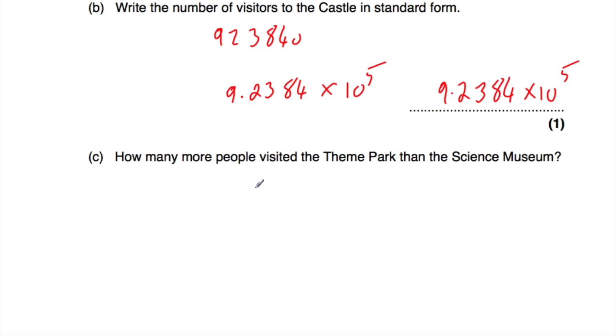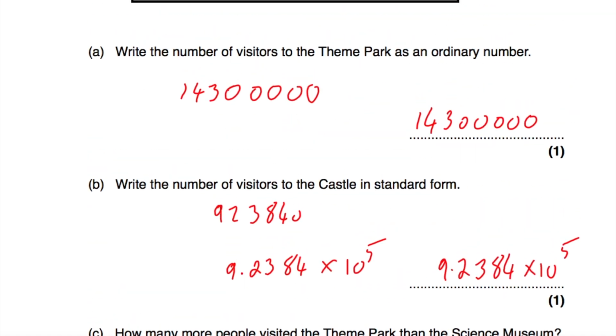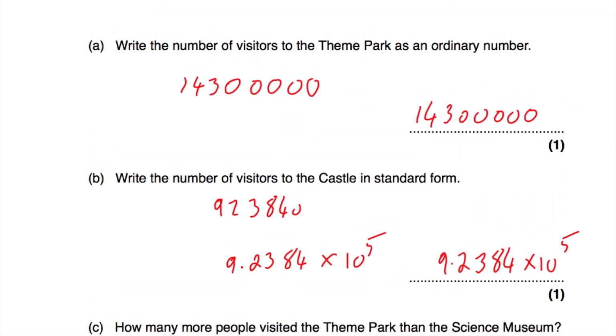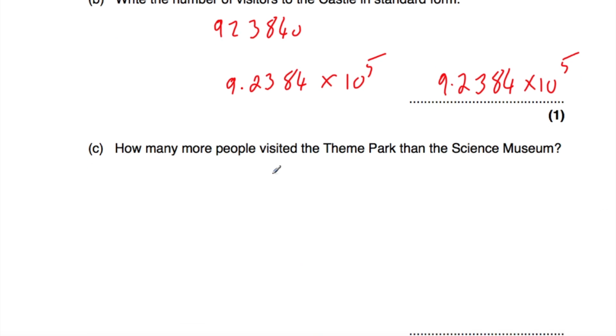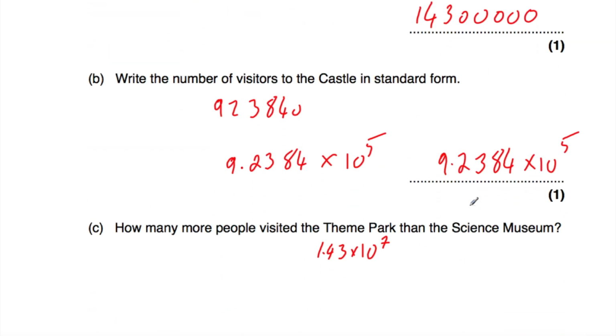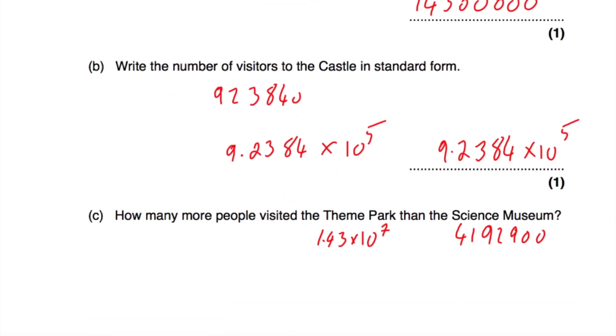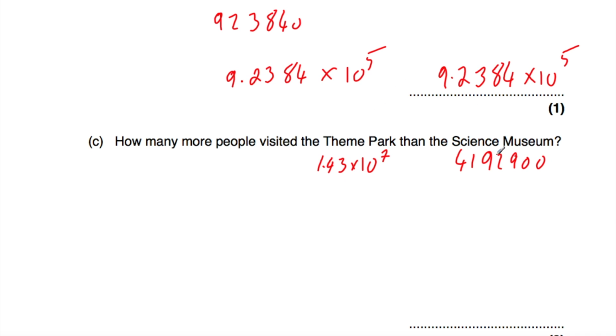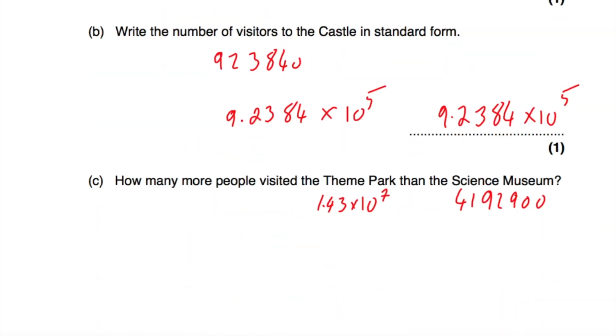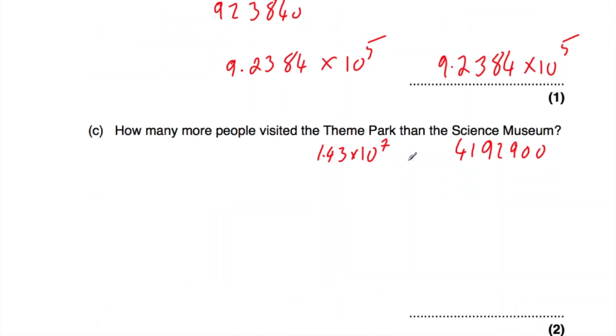Part C says how many more people visited the theme park than the science museum. So the theme park, it had 14,300,000. We could write it in standard form as 1.43 times 10 to the power of 7. And the Science Museum, in terms of the number of visitors, was 4,192,900. And we want to work out how many more people visited the theme park than the Science Museum, so we're going to take them away. And this is a non-calculator question. Yep, non-calculator question. So I'm going to do this number, take away this number.